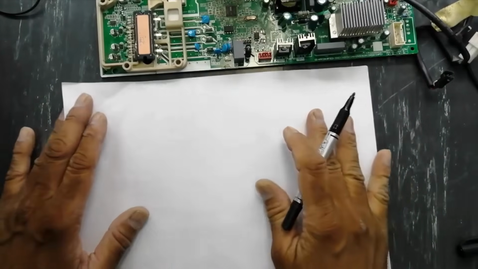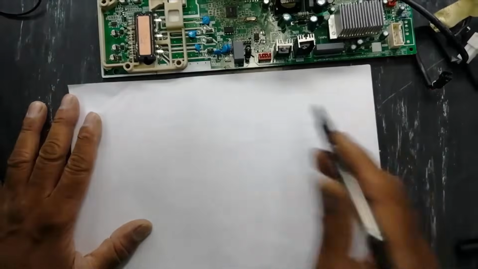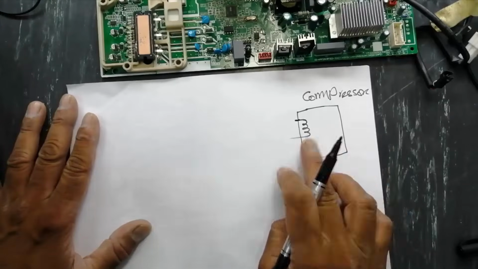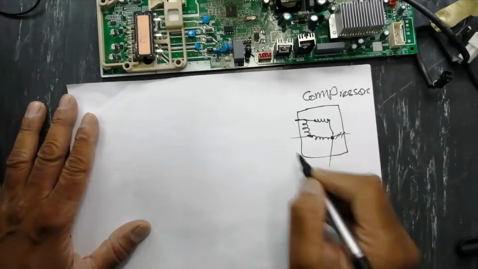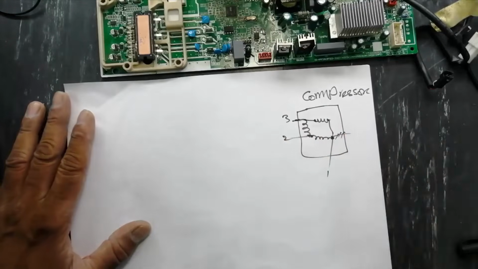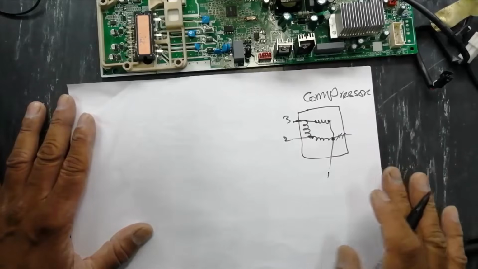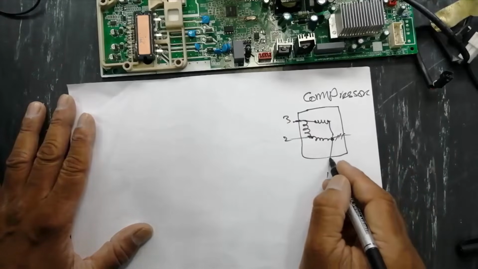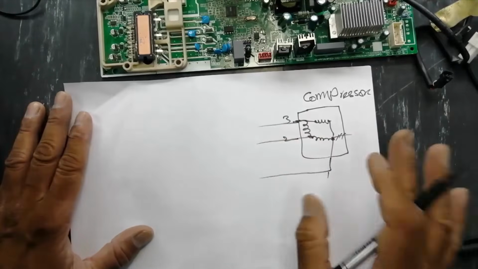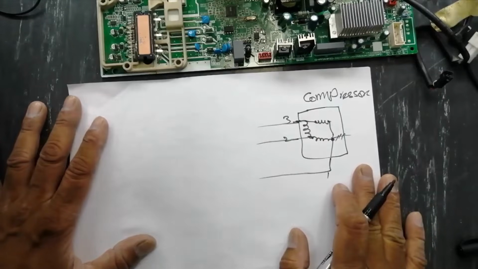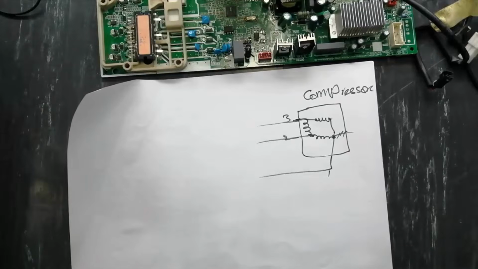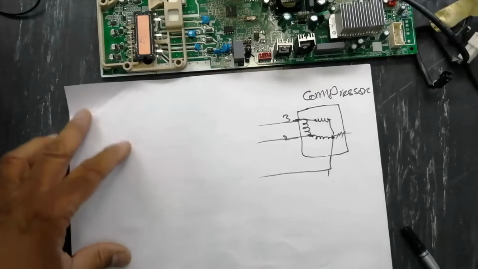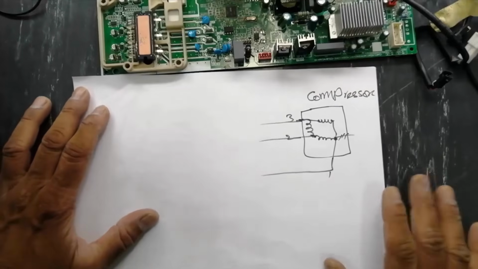First of all, we will discuss the compressor. An inverter compressor, instead of a normal compressor, has 3 windings: 1, 2, 3. We can say star winding, delta winding, anything. Every winding is 3 phase. We just have to understand this. A normal compressor has a starter winding and a running winding, and we know it takes too much starting current.